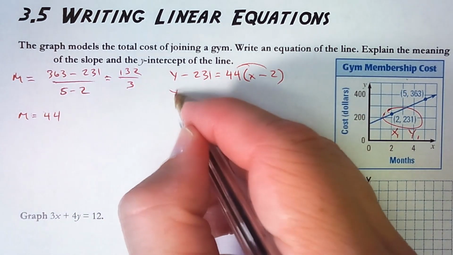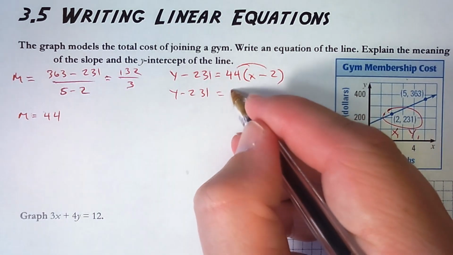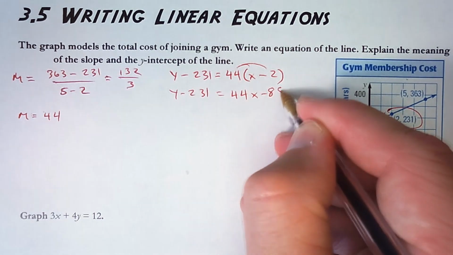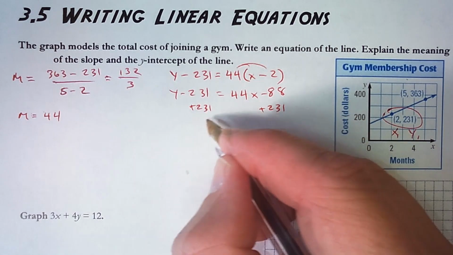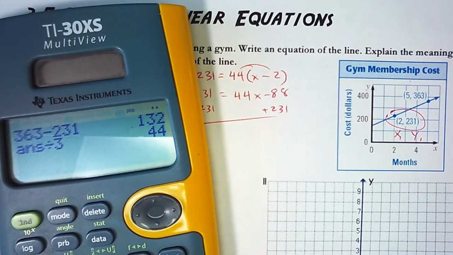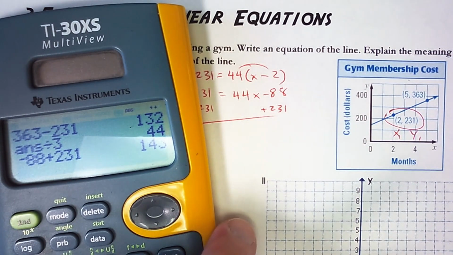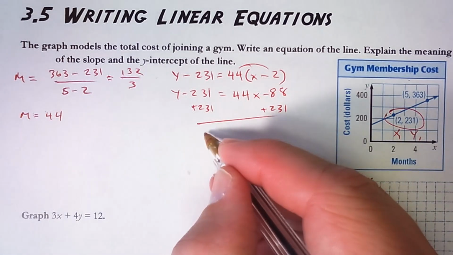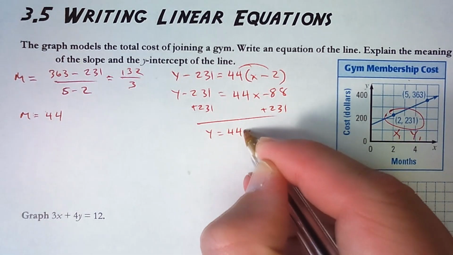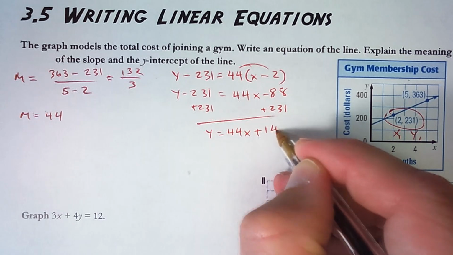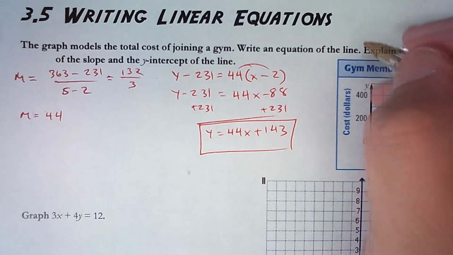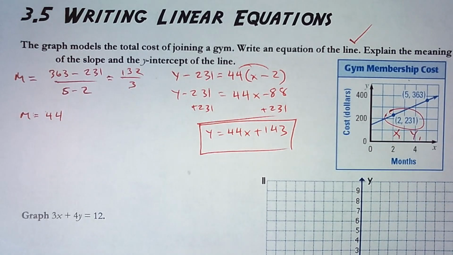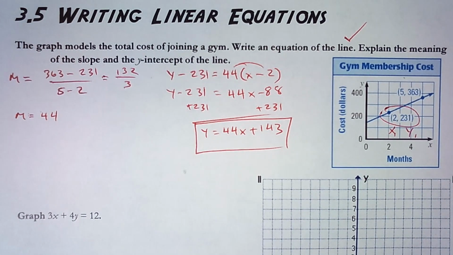Now I'll distribute. y minus 231 equals 44x minus 88. And then I'll add 231. So I have negative 88 plus 231, and that is 143. So y equals 44x plus 143. That is the equation of the line. So it says write an equation of the line. Check. I've done that. Now explain the meaning of the slope and the y-intercept.